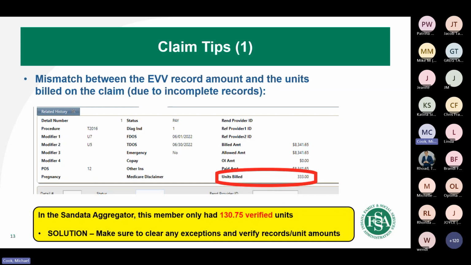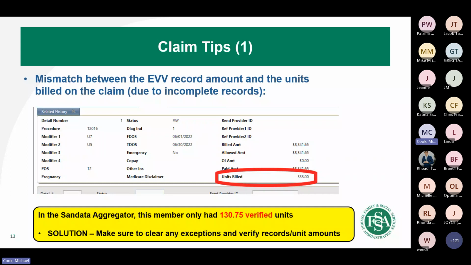The first claim tip is around a mismatch between the EVV record amount and the units billed on the claim due to incomplete records. If you look at the screenshot here, you'll see that for this particular claim, the units billed on the claim were 333 units. In the same set of services in the SAN data aggregator, this particular member only had 130.75 verified units. So because there was this mismatch, whether this was because of incomplete records or because of some other issues that we'll talk about in just a minute, there's a mismatch between what was billed and what was found within the SAN data aggregator.